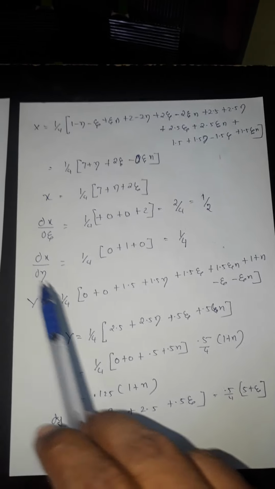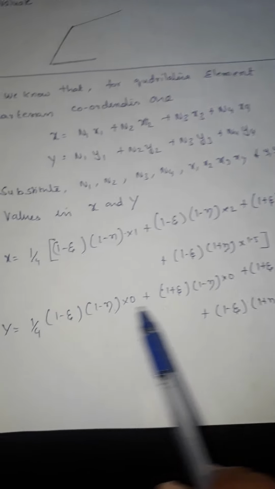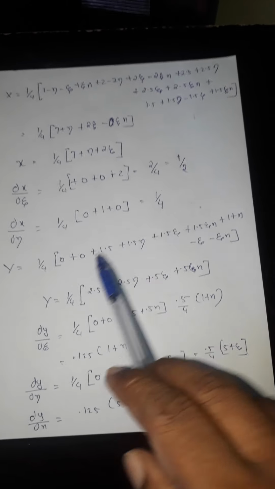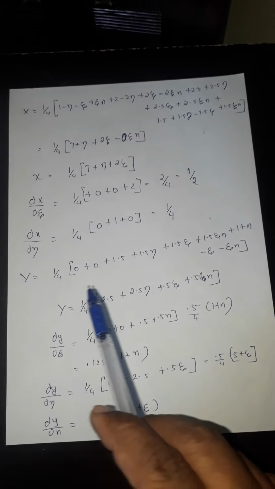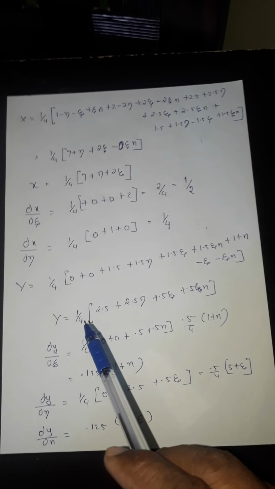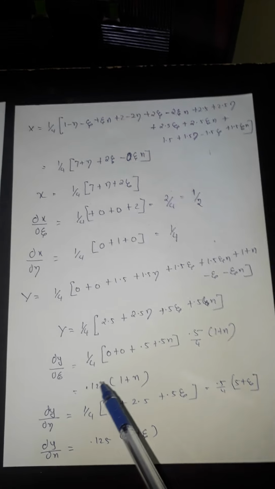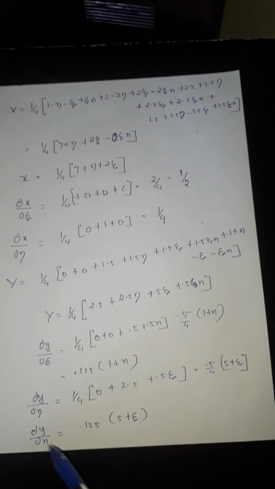Now we have to find the y value. What is that y value? This value you have to substitute. After expanding and multiplying inside, I get this value. Now the constants, eta and epsilon terms are separated and you get this value. This is the maximum you can simplify. Now we can differentiate with respect to epsilon for the y coordinate. I got this value, this is J21, and I am differentiating dy with respect to d eta. So I got 0.15.